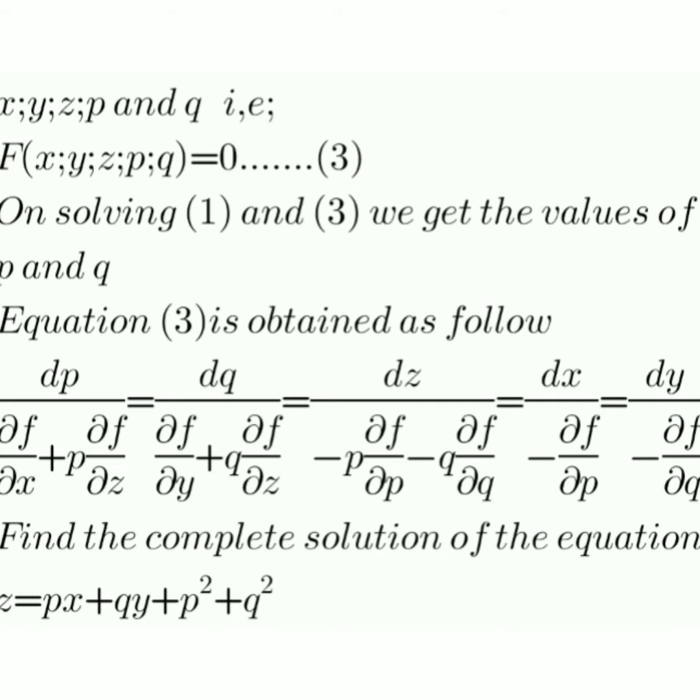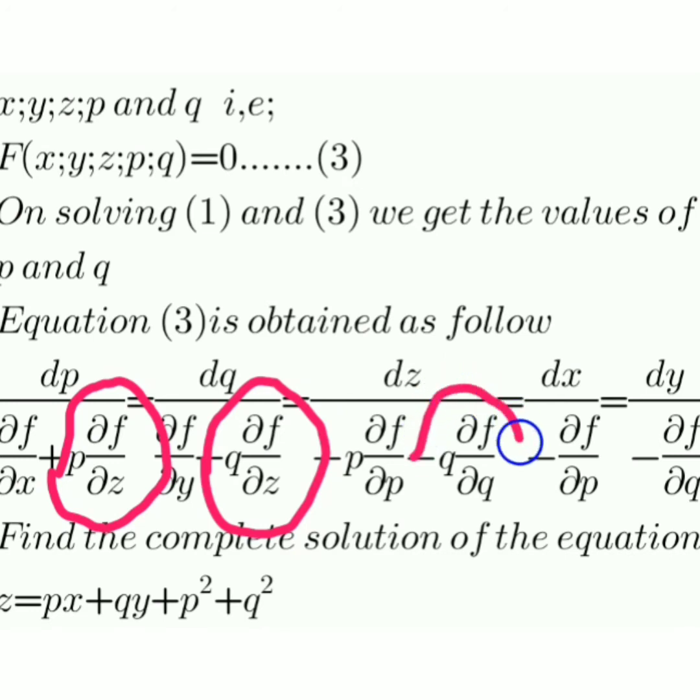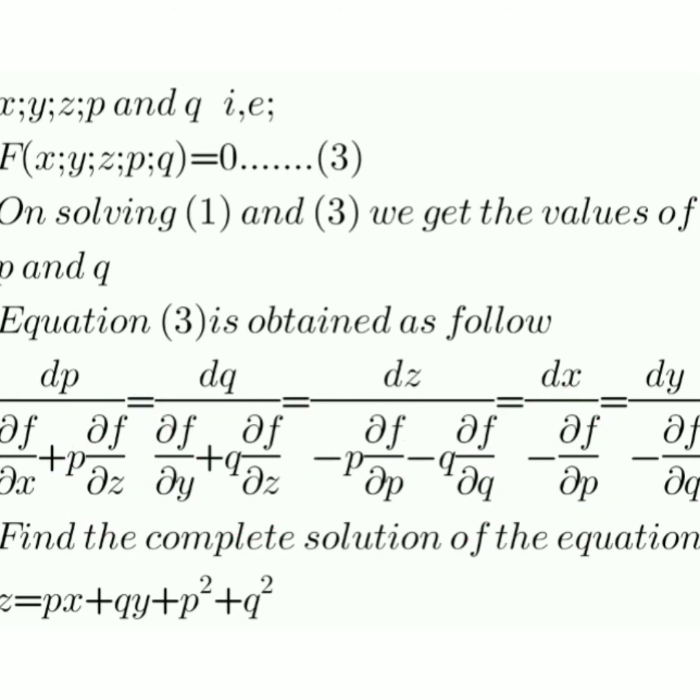It seems very tough, but it is not very tough to remember. You can remember it this way: p into del f by del z is included in dp, and q into del f by del z is included in dq, and p into del f by del p and q into del f by del q are included in dz, and minus del f by del p includes minus. After dx, dy, dz everywhere there is a minus, you must remember, and dp and dq are always positive. In the case of dp and dq, you will see del f by del x and del f by del y with del f by del z. This is the process to remember this formula. So friends, I have discussed the Charpit formula.